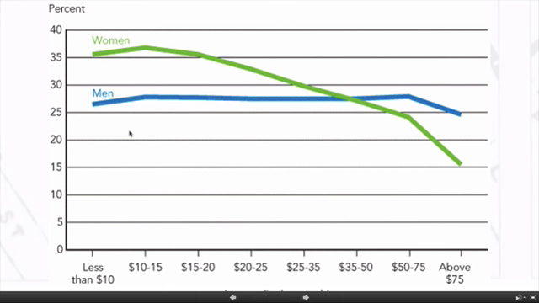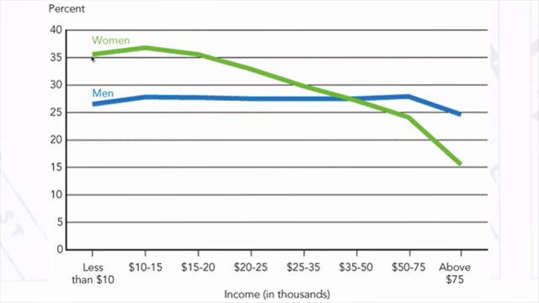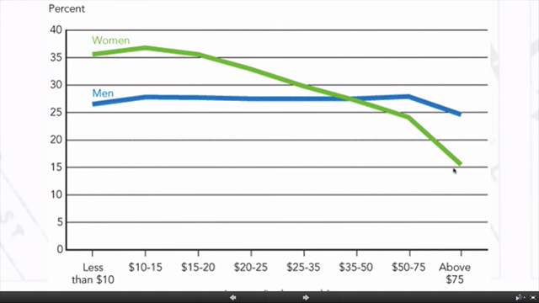So what we're seeing here is that among women, there seems to be a strong income gradient with obesity. So the prevalence of obesity is highest among those women from the lowest income households. Meanwhile, it drops pretty dramatically among the highest income households. So 35% of women whose household income is less than $10,000 a year are obese, while 15% of women who have a household income over $75,000 are obese.